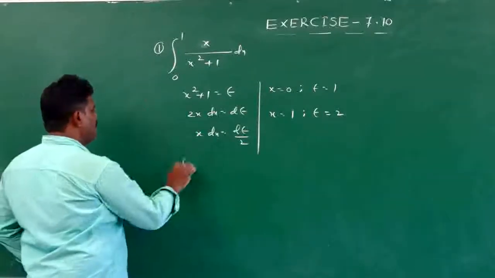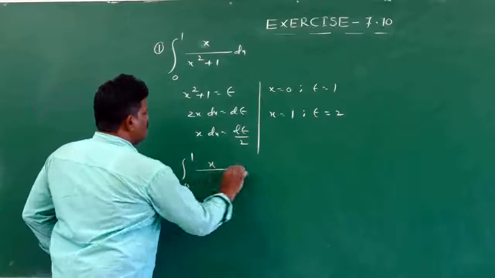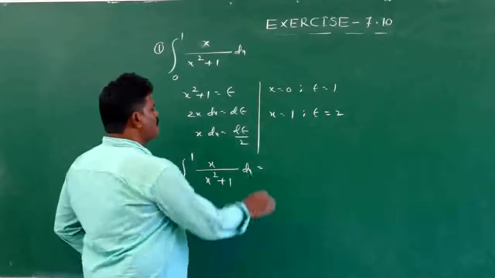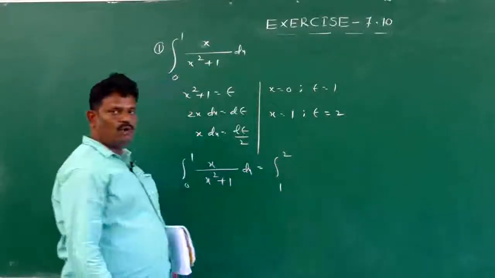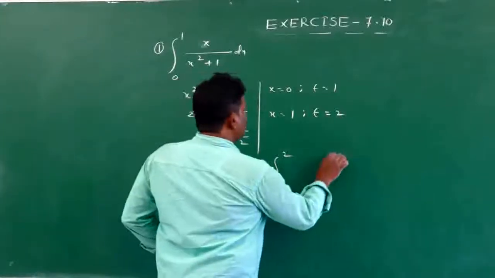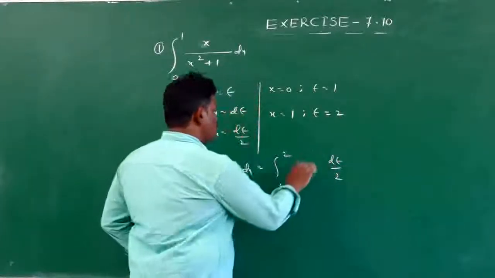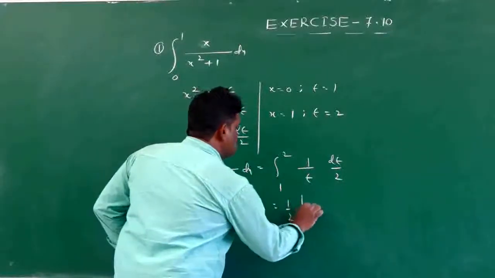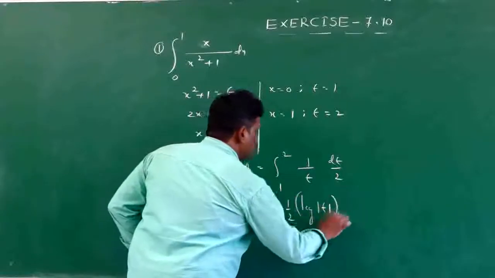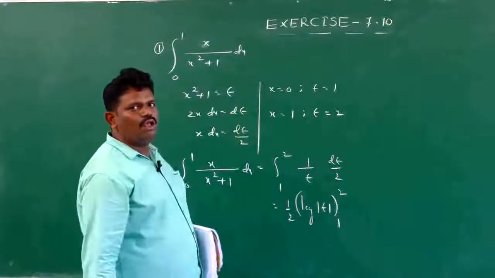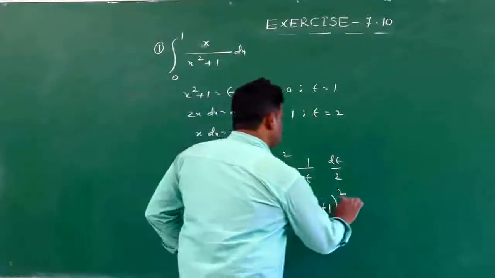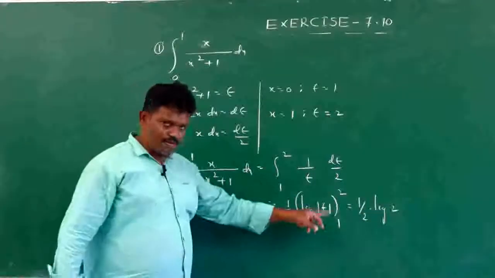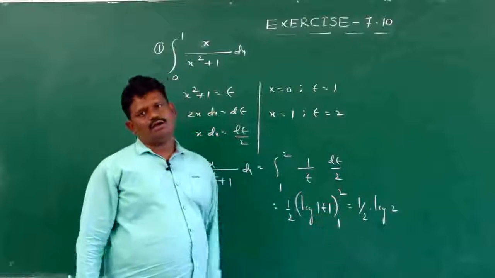So now the integral from 0 to 1 of x by x square plus 1 dx is equal to the integral from 1 to 2 of dt by 2 into 1 by t. That is equal to 1 by 2 into log t, with limits 1 to 2. Then log 2 minus log 1, which means log 2. So the answer is 1 by 2 into log 2, using log m minus log n, log 2 value.